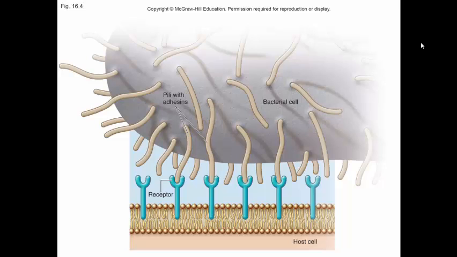Balanced pathogenicity. This is the relationship between the host organism and the pathogen. The host-parasite relationship develops over time, by which the pathogen, or they also call it the parasite, does minimal damage to the host.